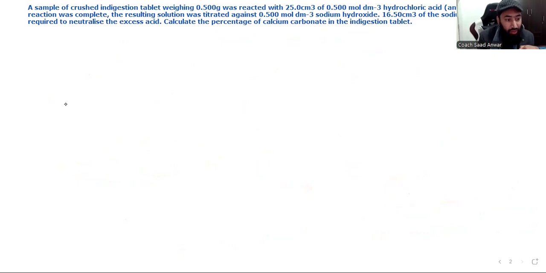Guys, here you can see the question statement. A sample of crushed indigestion tablet weighing 0.5 gram was reacted with 25 cm cube of 0.5 moles per cm cube hydrochloric acid. You see, hydrochloric acid is in excess. After the reaction was complete, we have some unreacted leftover acid. We will titrate that unreacted leftover acid against sodium hydroxide, whose concentration is 0.5 and whose volume is 16.5. Calculate the percentage of calcium carbonate.